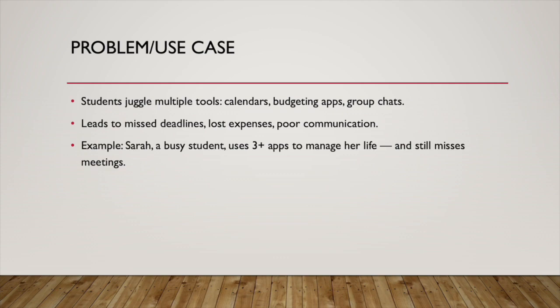For example, imagine Sarah. She's balancing 5 classes, a part-time job, and a big group project. She's constantly switching between different apps just to keep her life together, and she still misses important meetings.